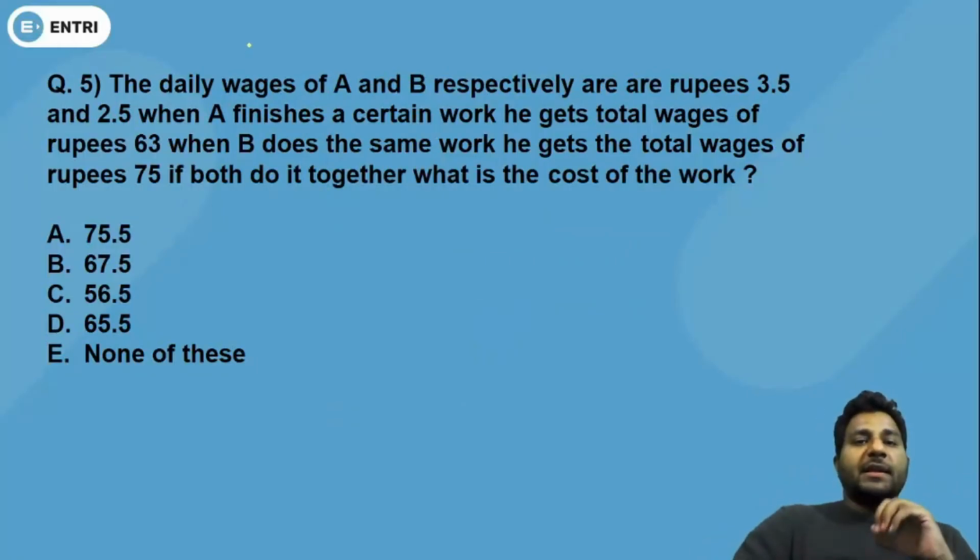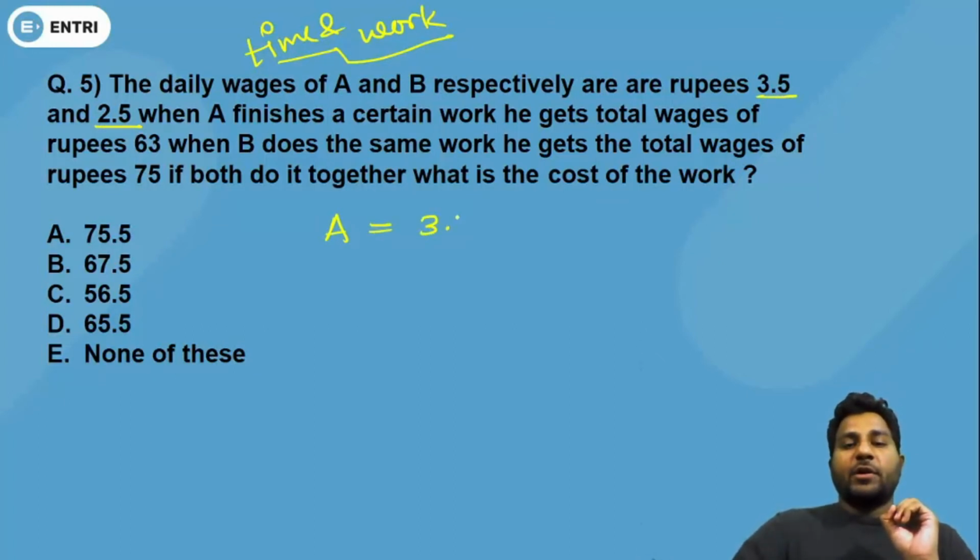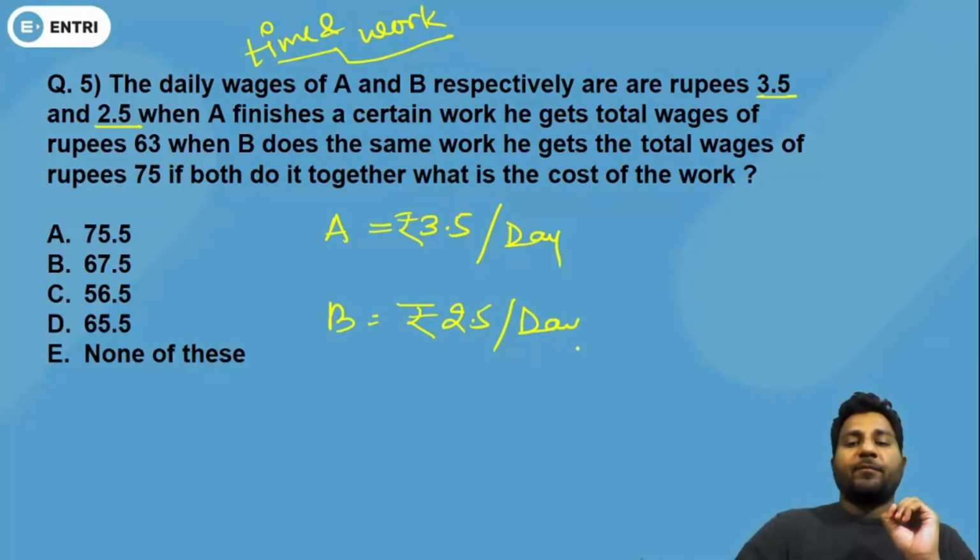Next question. The next question is based on time and work wages. Remember that I put some of the questions here so you can get practice as well. The daily wages of A and B respectively are rupees 3.5 and 2.5. So A's daily wage is 3.5 rupees per day, B's daily wage is 2.5 rupees per day. A finishes a certain work and gets total wages of 63. Let's say you are getting 63 rupees of total work at 3.5 rupees per day.